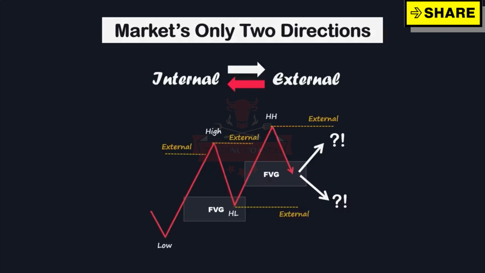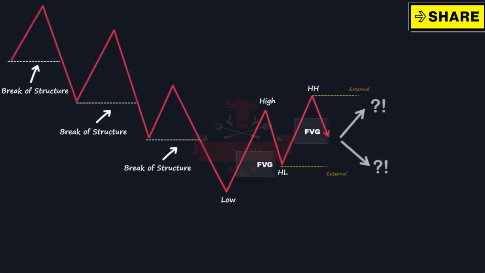For example, if you zoom out and see that price was predominantly in a downtrend, you would anticipate a downward break of structure. Consequently, price is more likely to continue downwards to sweep the lower external liquidity. Conversely, if the price was in an uptrend, the expectation would be that price will rise to target the upper external liquidity.